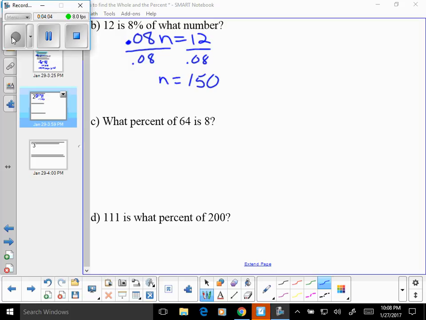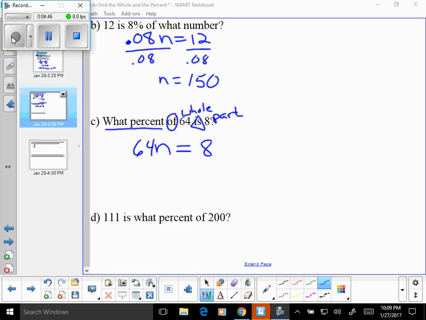Let's look at C because the wording is a little different this time. This time, here's that of, so here's my whole. Here's my is, so this is my part. But looky, what percent? I don't know the percent. This time, I'm going to take the percent, which I don't know, which is n, times my whole, which is 64. I'm going to put the 64 out front because I prefer my coefficient in front of my variable. Is equals, also part's coming, 8.